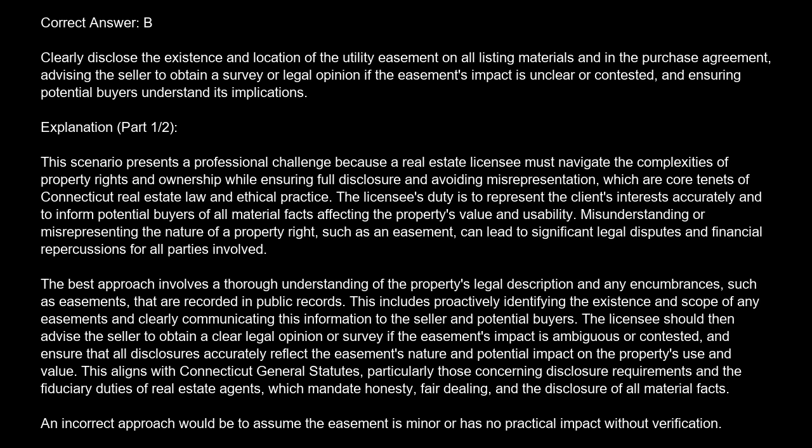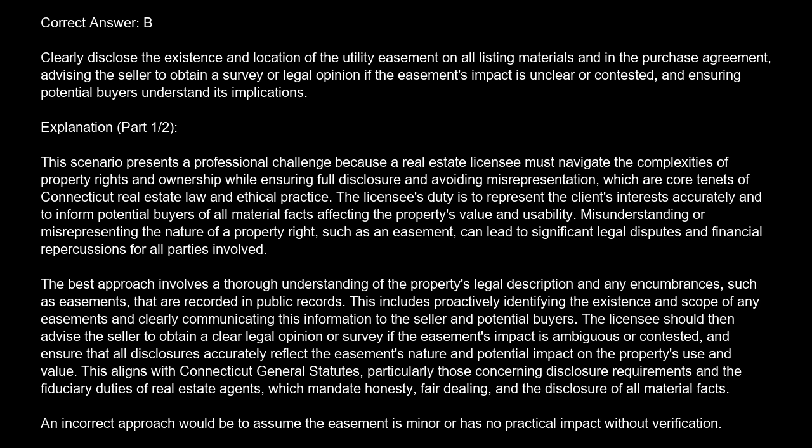The best approach involves a thorough understanding of the property's legal description and any encumbrances, such as easements, that are recorded in public records. This includes proactively identifying the existence and scope of any easements and clearly communicating this information to the seller and potential buyers. The licensee should then advise the seller to obtain a clear legal opinion or survey if the easement's impact is ambiguous or contested, and ensure that all disclosures accurately reflect the easement's nature and potential impact on the property's use and value. This aligns with Connecticut general statutes, particularly those concerning disclosure requirements and the fiduciary duties of real estate agents, which mandate honesty, fair dealing, and the disclosure of all material facts.